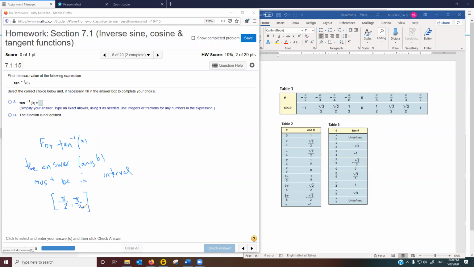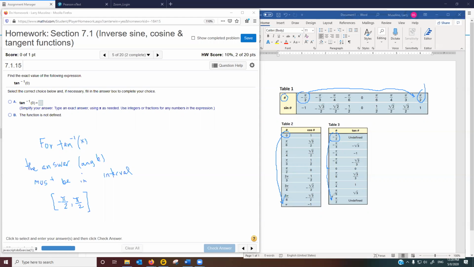By the way, you can kind of see that from these tables in section 7.1. Notice the angles here for the sine, inverse sine, are only going from negative pi over 2 to positive pi over 2. And notice for cosine, the angle is only going from 0 to pi. And for tangent, it's going from negative pi over 2 to pi over 2. All right, so by looking at these tables, it gives you an idea of the allowed interval for your answer.